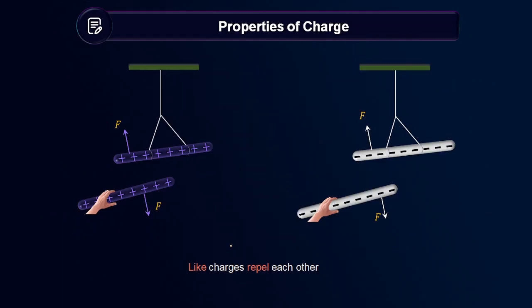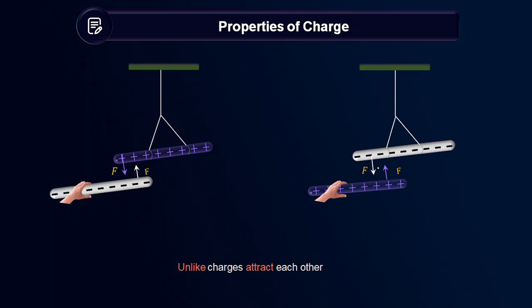Next property is like charges repel each other. If we bring two positive charges close to each other, then there will be a repulsive force acting between the charged particles. Similarly, if we bring two negative charges, you can see by this image, they are repelling each other. So repulsion will be in case of like charges. In case of unlike charges, when we bring plus and minus charges closer, they will attract each other with a force. So that will be an attractive force acting. So unlike charges attract each other.